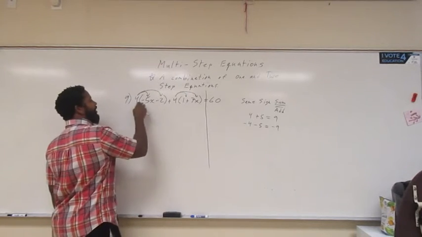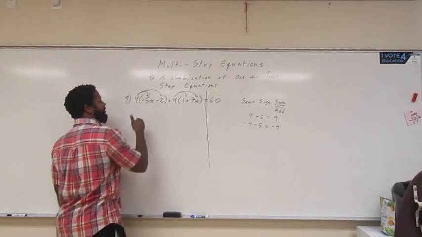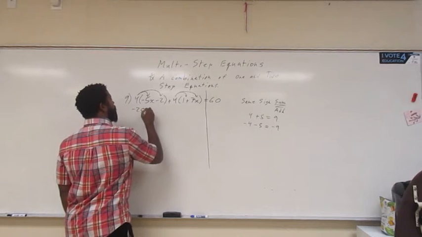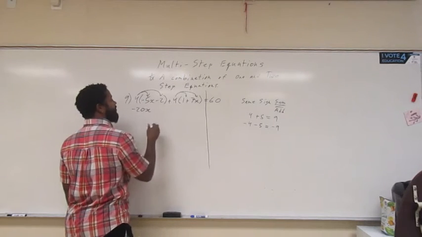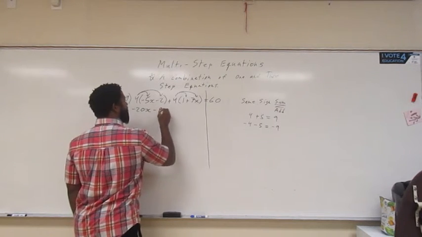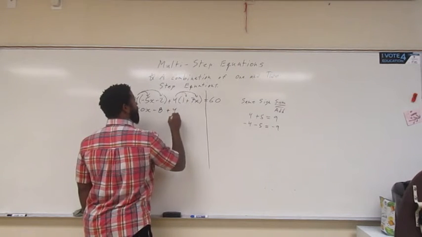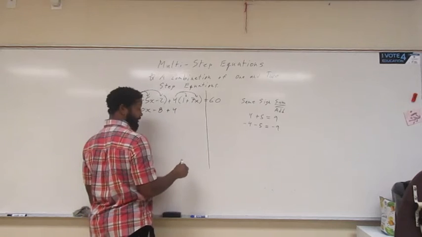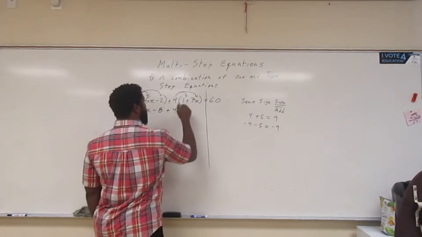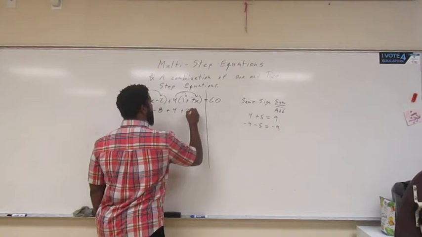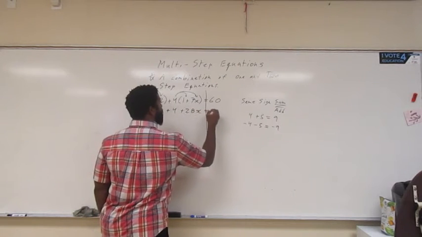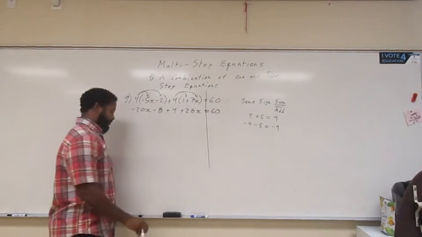Okay, 4 times negative 5x is negative 20x. 4 times the negative 2 is negative 8. Let's go to this one. 4 times 1 is 4. 4 times 7x is 28x, equal to 60. Now we combine our x terms.